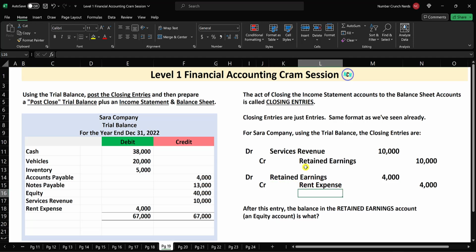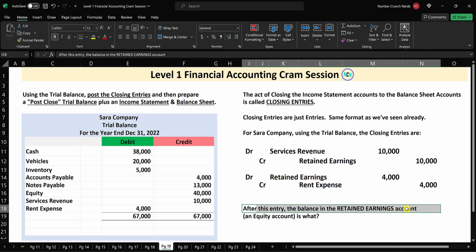So we have closed. Let's use the accounting words here. We have closed the revenue accounts. In this case, there's only one, so we have closed the revenue account to retained earnings. We have closed the income statement to the balance sheet. Here we have closed the expense account. We have closed the income statement account to the balance sheet. Okay. By the way, after this entry, what is the balance of the retained earnings account, an equity account? What is the balance? Okay, we're going to see it on the next page.